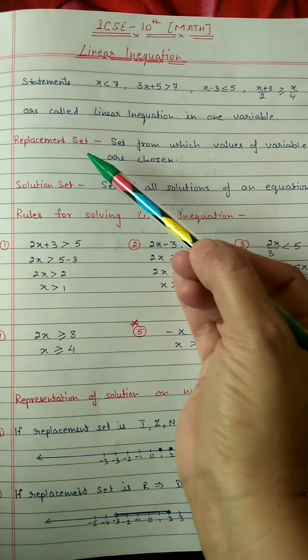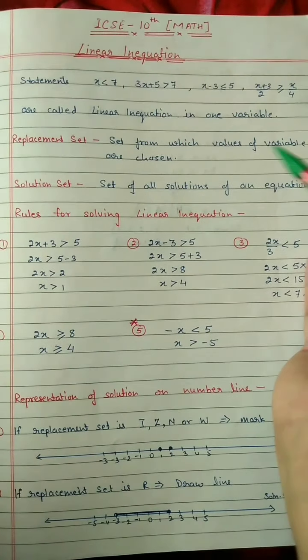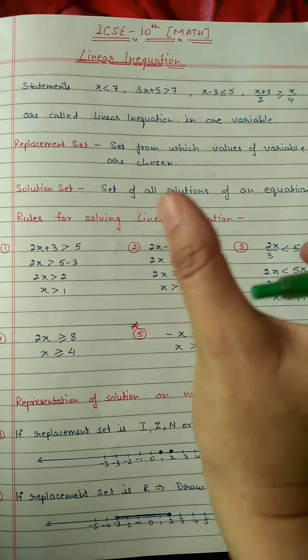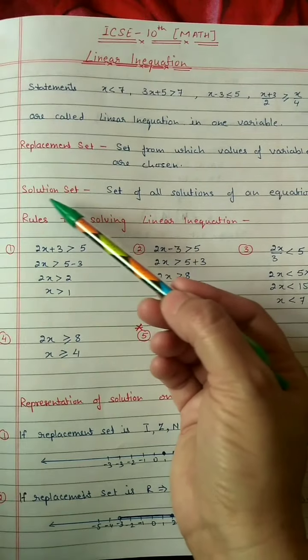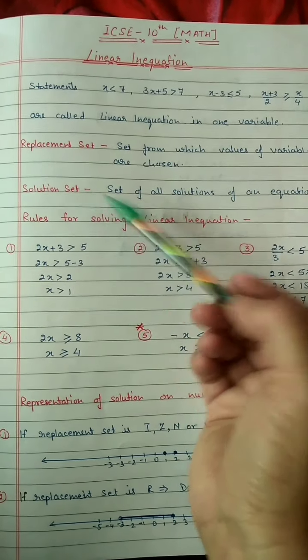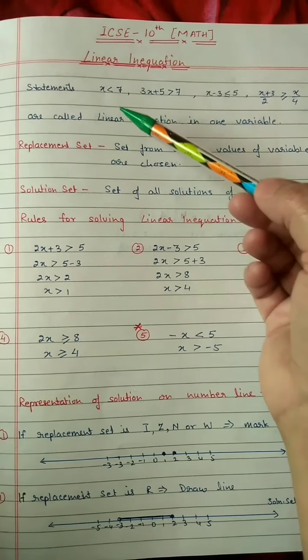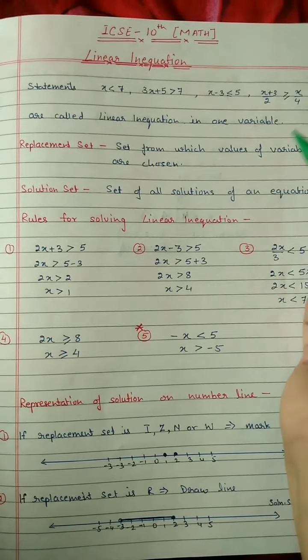Second thing is replacement set. Replacement set means the set from which values of the variable are chosen. We will be given one set here, and from that set only we have to choose the values. Third thing is solution set. Solution set means the set of all the solutions, because here we will get many answers and then we have to make a set of all the solutions.